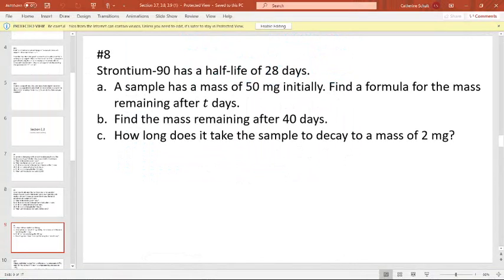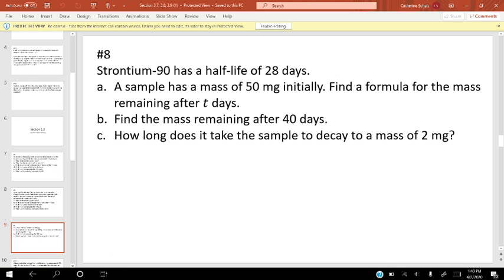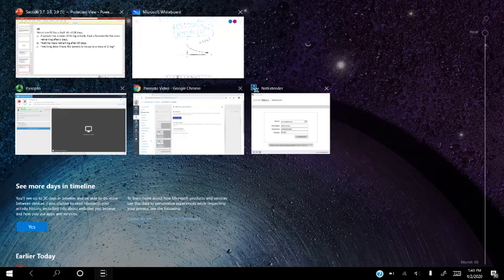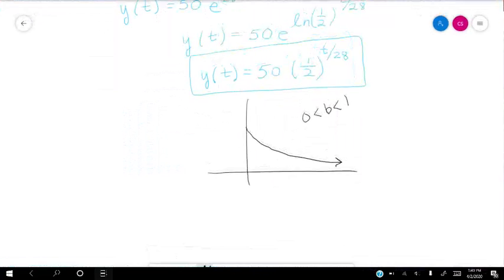What else is happening here? We want to now find the mass remaining after 40 days. I always like to think of the half-life. Half will be left after 28 days. If you double the half-life, so another 28 days goes by, so it's 56, you're going to take half of the half. So after 56 days, you'll have a quarter left. Half of half is a quarter. So we're falling somewhere between that.